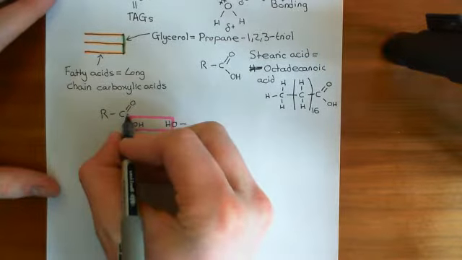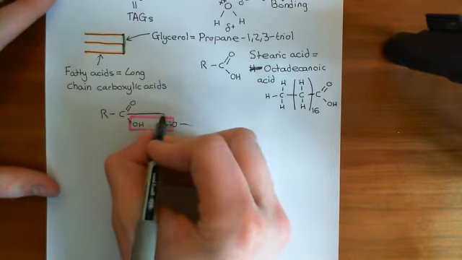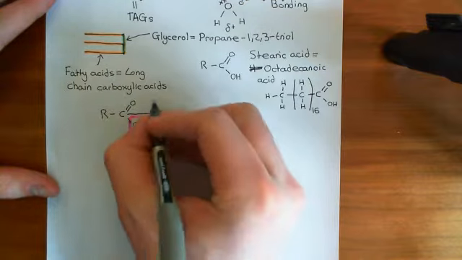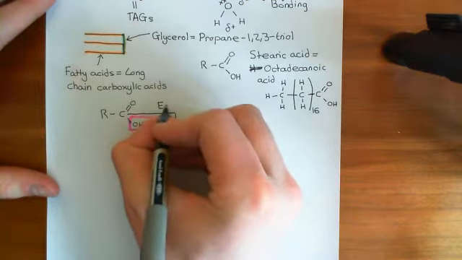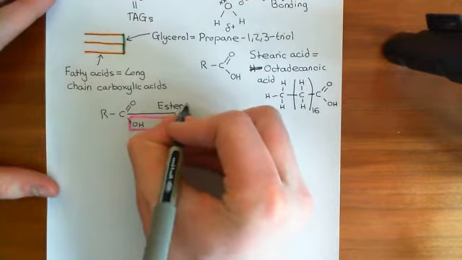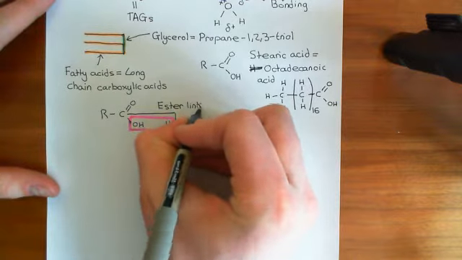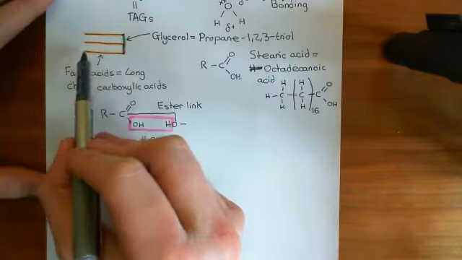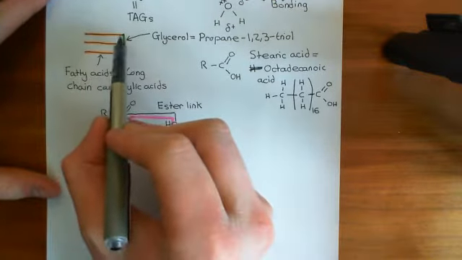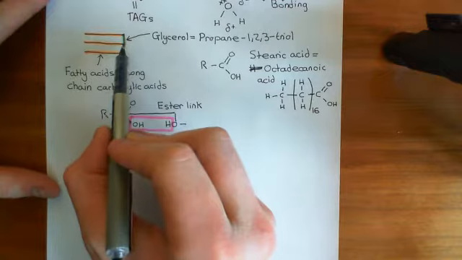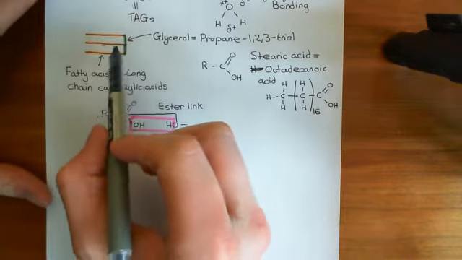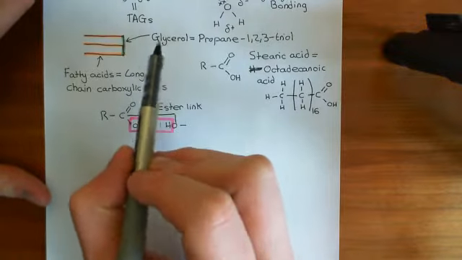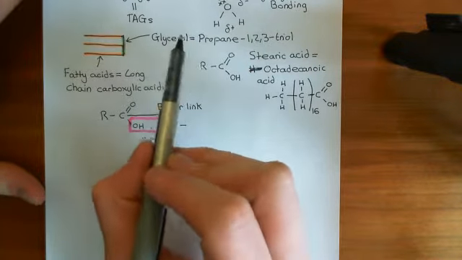Then you bind the carbon of your long-chain carboxylic acid to the oxygen of your alcohol, and the link that you form there is called an ester link. So basically, you take 3 long-chain carboxylic acids and esterify them to the free alcohol groups of the glycerol molecule, and this is why it's called a triacyl glycerol, because we've got 3 acyl groups coming off a glycerol molecule.